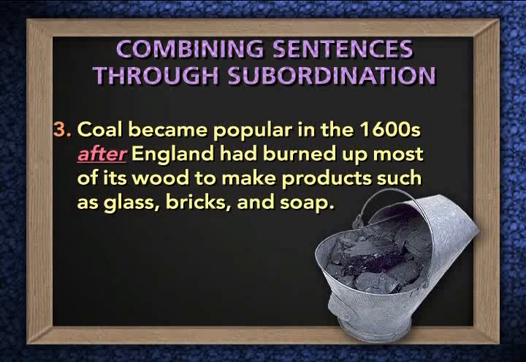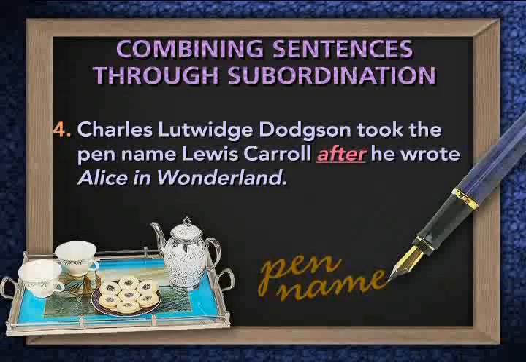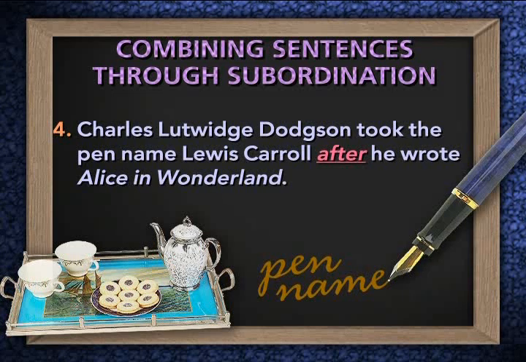Number three, coal became popular in the 1600s after England had burned up most of its wood to make products such as glass, bricks, and soap. Number four, Charles Ludwig Dodson took the pen name Lewis Carroll after he wrote Alice in Wonderland. I did it this way because to me it made the most logical sense to link my ideas.